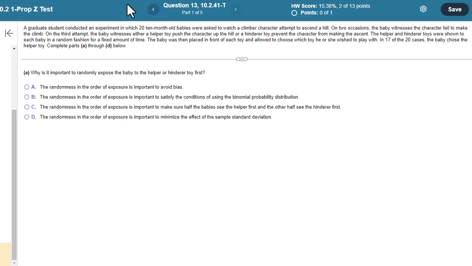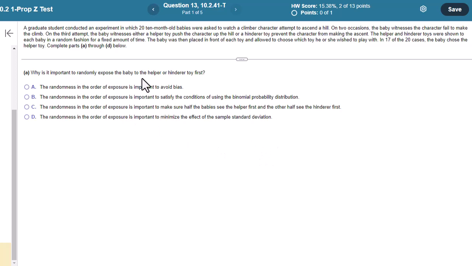The helper and hinder toys were shown to each baby in a random fashion for a fixed amount of time. The baby was then placed in front of each toy and allowed to choose which toy he or she wished to play with. In 17 of the 20 cases, the baby chose the helper toy. Complete parts A through D. Sort of a famous study here. I might show you a quick little video or image here within the video.